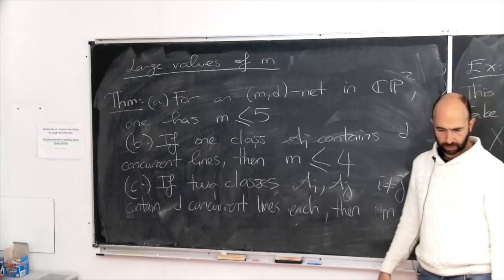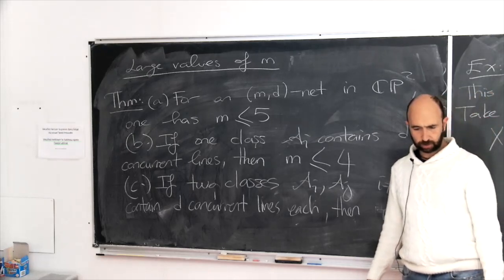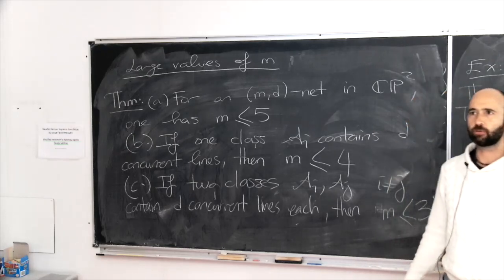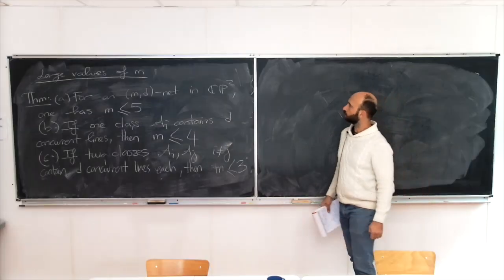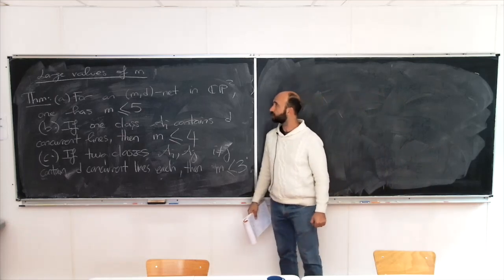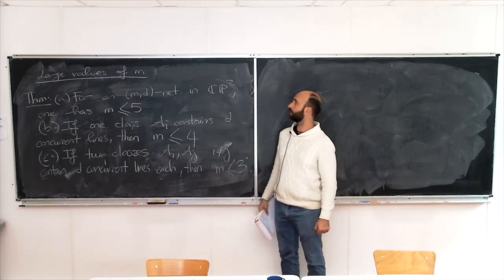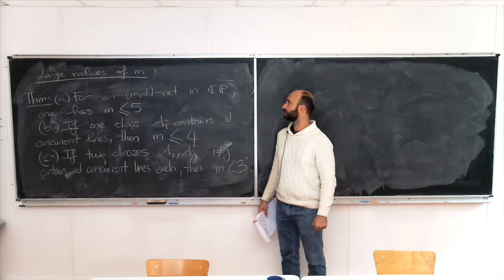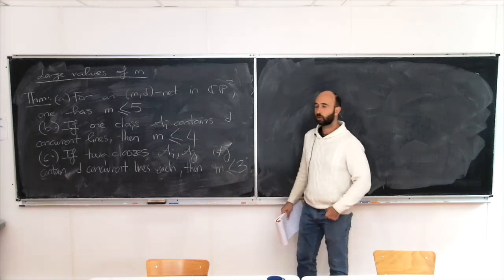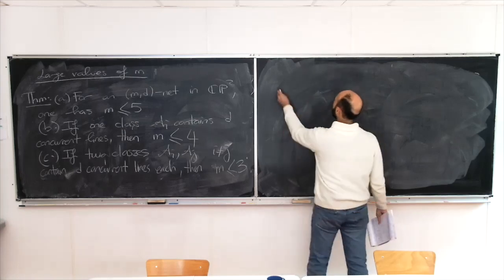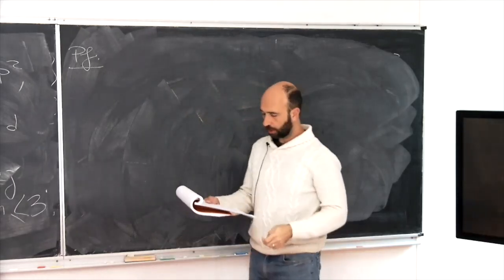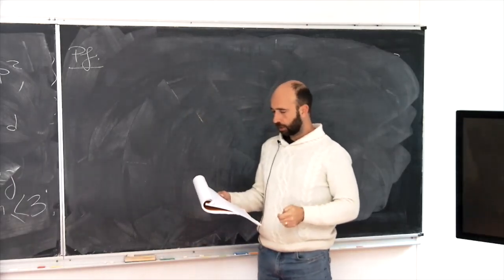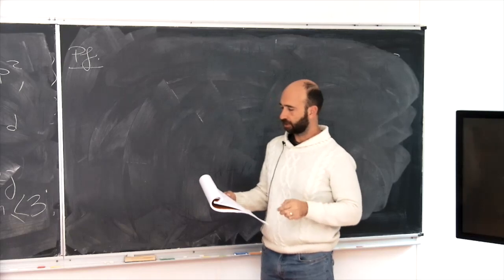Okay, so we'll try to prove this theorem, but maybe it's a good time for a break. Okay, so let's continue our discussion, and we want to prove this theorem. So we want to show that an (m, d) net cannot exist if m is 6 or more, and related results. So the proofs go through constructing an algebraic surface related to the pencil.